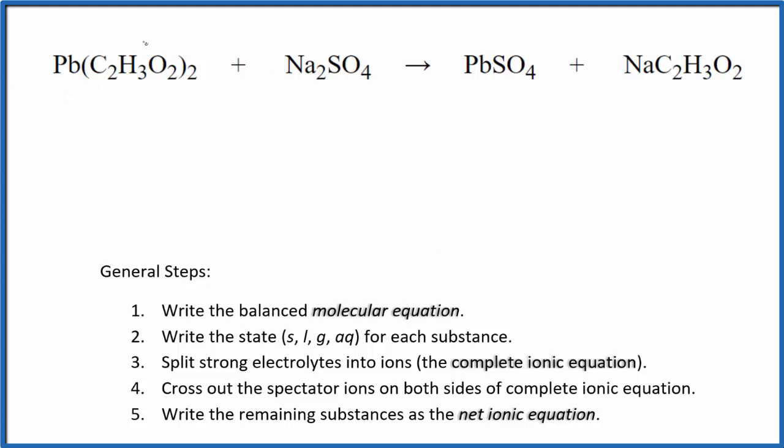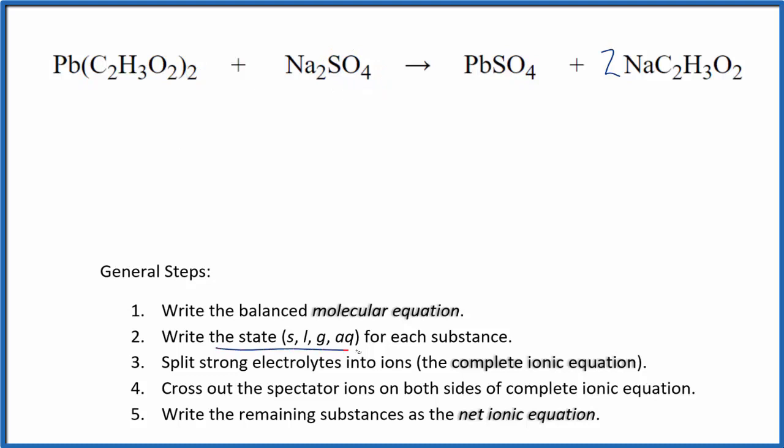When we look at the molecular equation, we have two acetate ions here, but only one here. So let's put a 2 in front of the sodium acetate. That balances the acetates. We have two sodiums. We have a sulfate here and here. Lead, lead. So this equation, it's balanced.